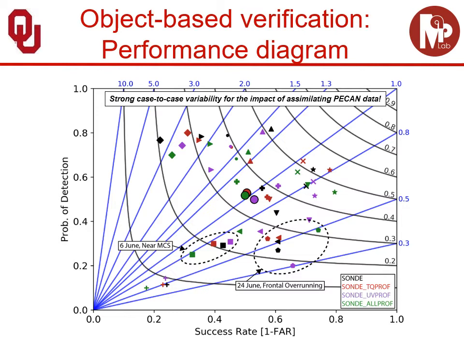However, there's a lot of case-to-case variability as indicated by the different symbols for the different cases. So we have some cases like June 6th, given by the squares, where assimilating both data sets in green gives us our worst overall forecast. We have other cases like June 24th, where we saw a large positive impact from assimilating both data sets. So overall, there's a lot of variability between the cases.